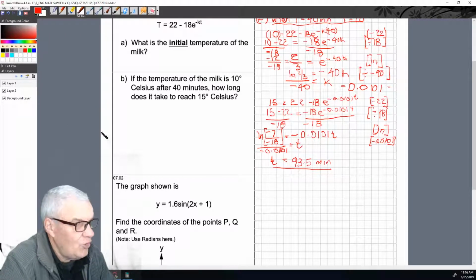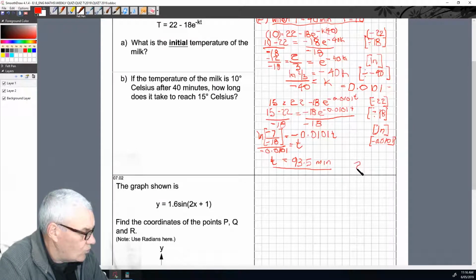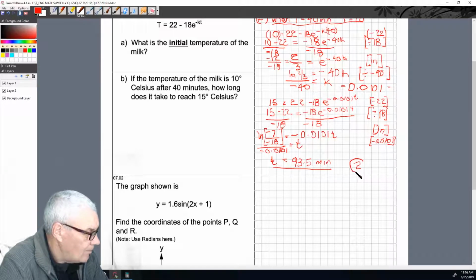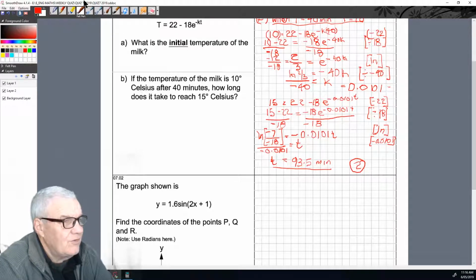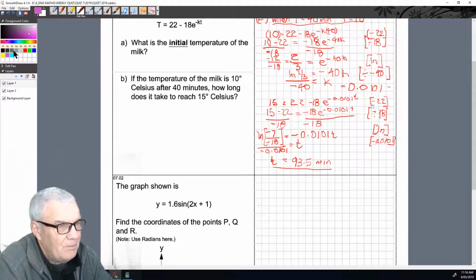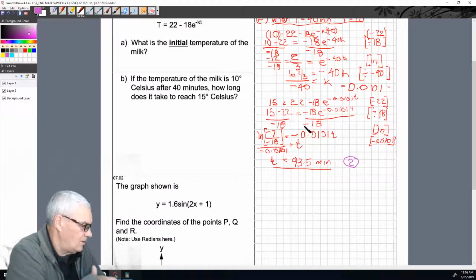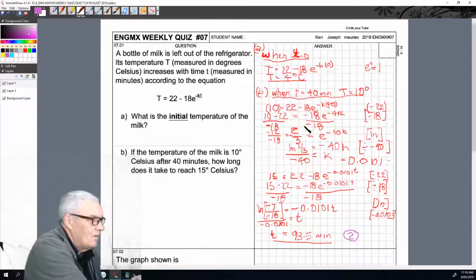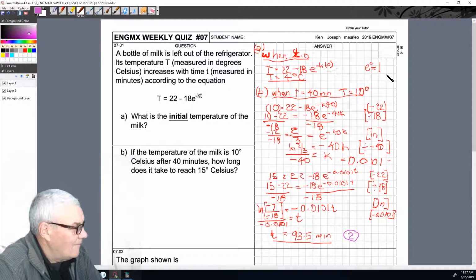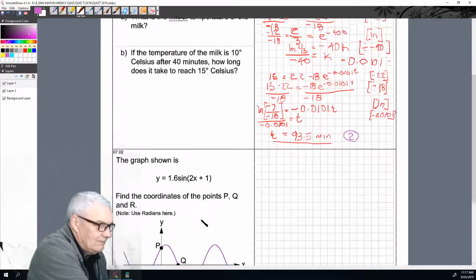So in terms of marks, probably that wasn't how that was supposed to be. It's supposed to be that colour. 2 marks for that, and 1 mark for this here. Gives you 3.